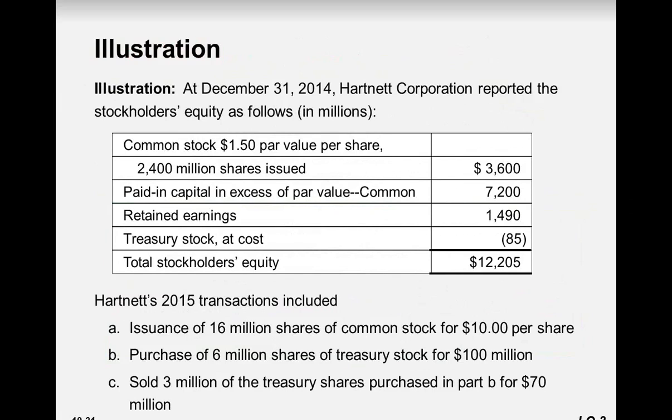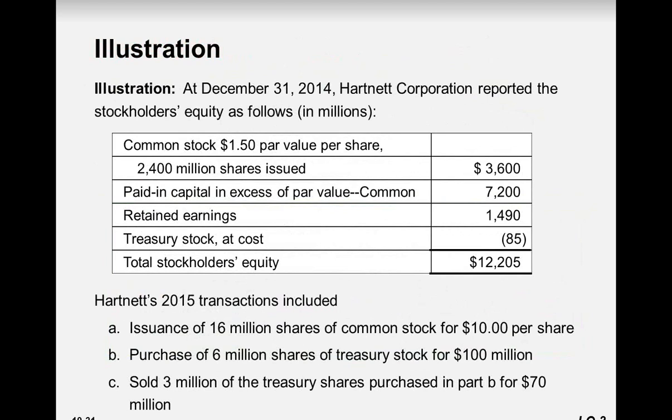Their transactions included: they issued 16 million shares of common stock for $10 per share. They purchased 6 million shares of Treasury stock for $100 million, and they sold 3 million of the Treasury stock that they purchased in Part B for $70 million. So what would those transactions look like?